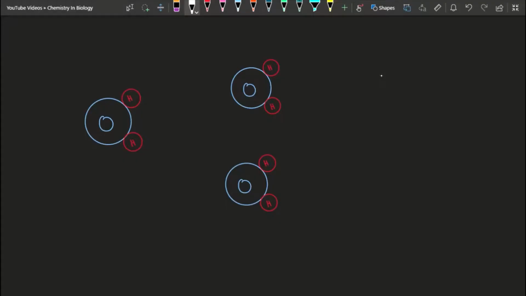Hello everyone. Today I'll be discussing the four properties of water. Before that, let's first do a quick review of hydrogen bonding. In order for a hydrogen bond to exist, there must be one hydrogen bond donor and one hydrogen bond acceptor.